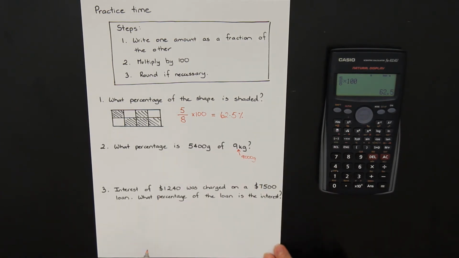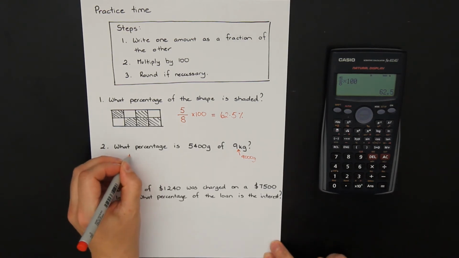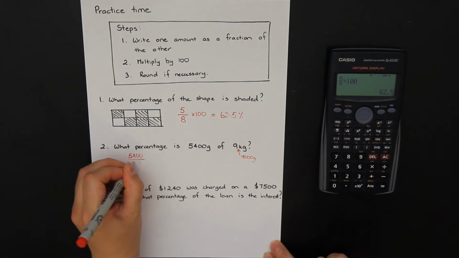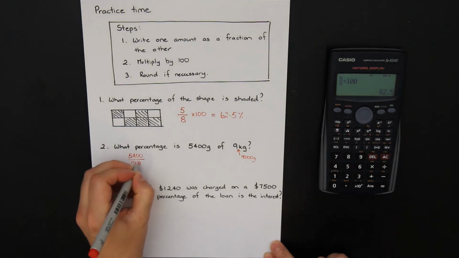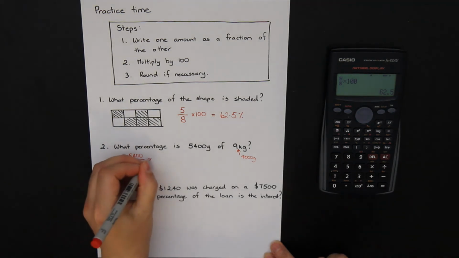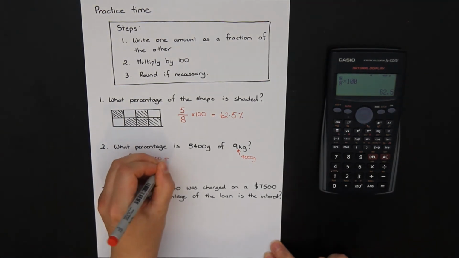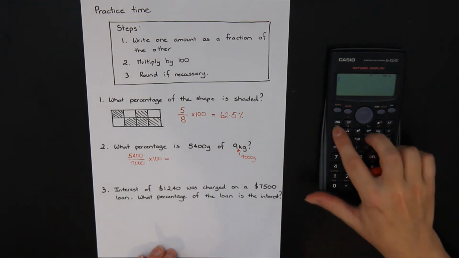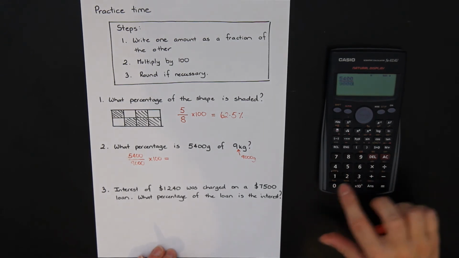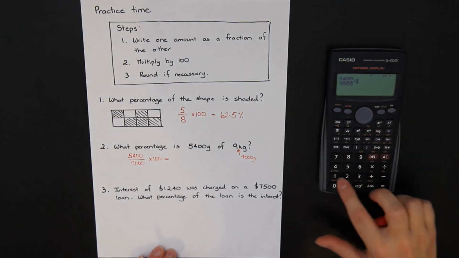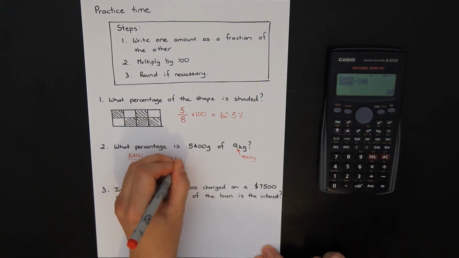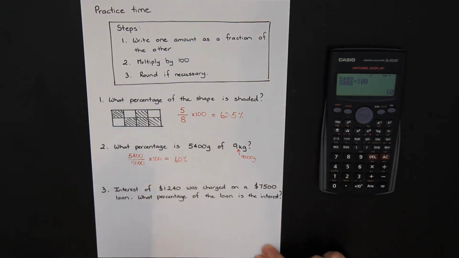All right, so let's find what percentage 5,400 out of 9,000 is. To find the percentage, we need to times by 100. 5,400 over 9,000 times 100 equals a nice even 60%.